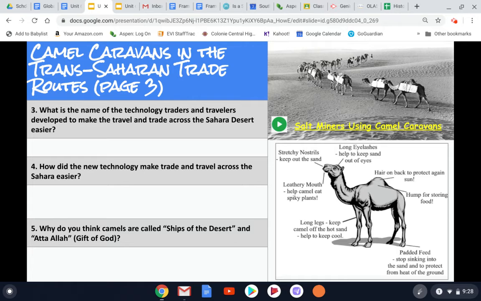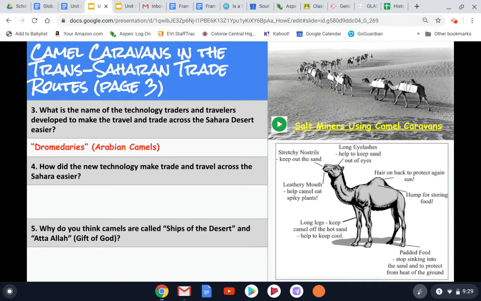So question 3 says, what is the name of the technology traders and travelers developed to make the travel and trade across the Sahara Desert easier? They're Arabian camels, but their names are dromedaries. And they're very unique because they have just the 1 hump, but they have all these other adaptations too that they employ to adapt themselves to the desert.